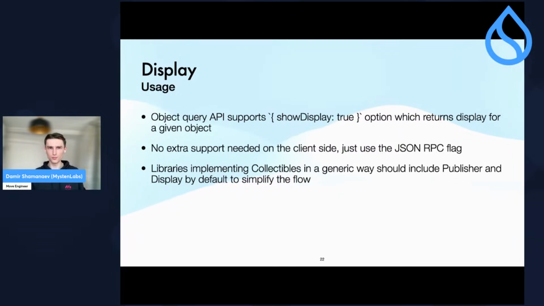So Object Query API today supports the show display option. You can use this option to return the display for the given object if there is a template. Otherwise, if I'm not mistaken, it returns null. We try to make it so that clients can just use whatever is defined on chain, whatever was emitted by an event. So the full node does everything for you. You just fetch the resulting data, the processed template, and you have it settled.